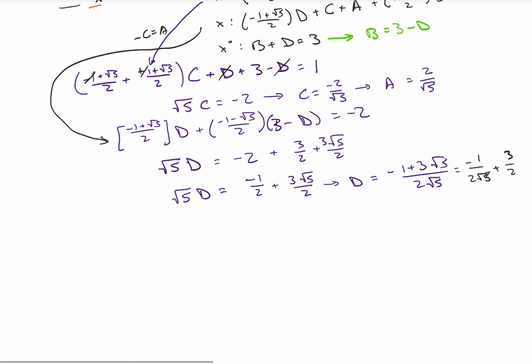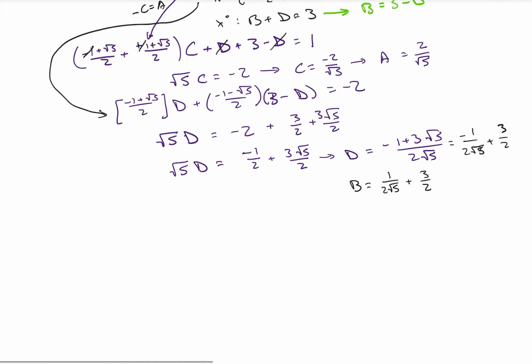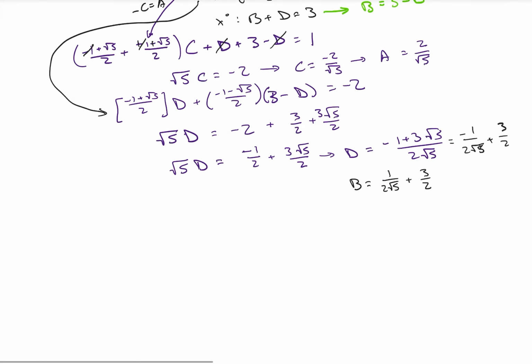Okay, so there's our first part, and then we have b is going to be equal to 3 minus that. So 3 minus d is going to be 1 over 2 root 5 plus 3 over 2. Okay, so we notice that it's the conjugate of our first one. All right, so now we go ahead and plug those in. So now we're going to get it's equal to 1/4.